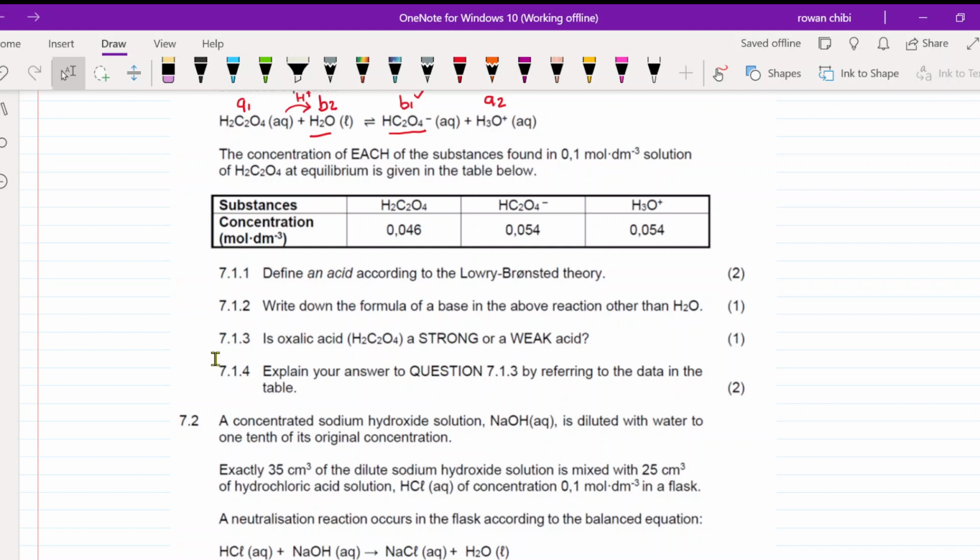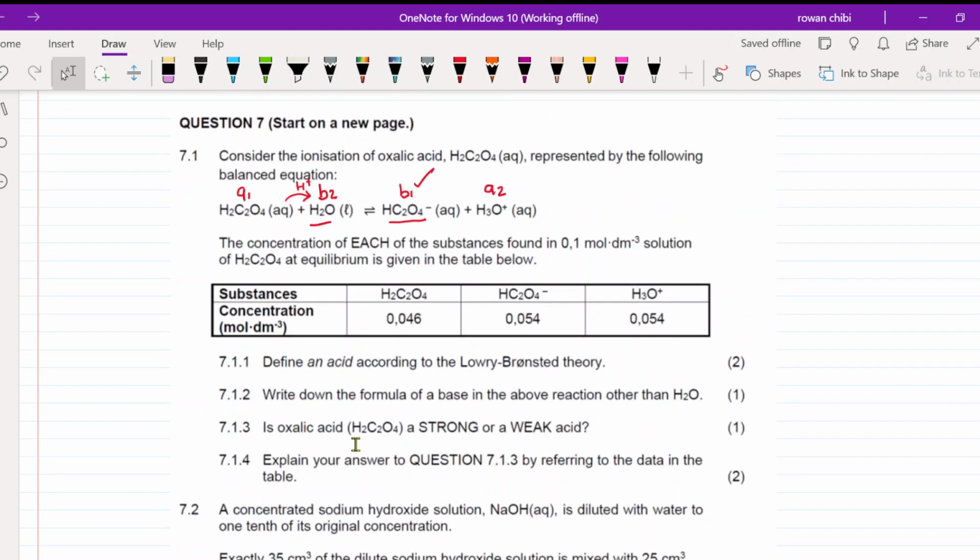7.1.2. Okay, 7.1.3, they are asking, is oxalic acid H2C2O4 a strong or a weak acid? Is this acid H2C2O4 a strong or a weak acid? Okay, so this is a weak acid. H2C2O4 is a weak acid. That is the answer for 7.1.3. So we said it is a weak acid.